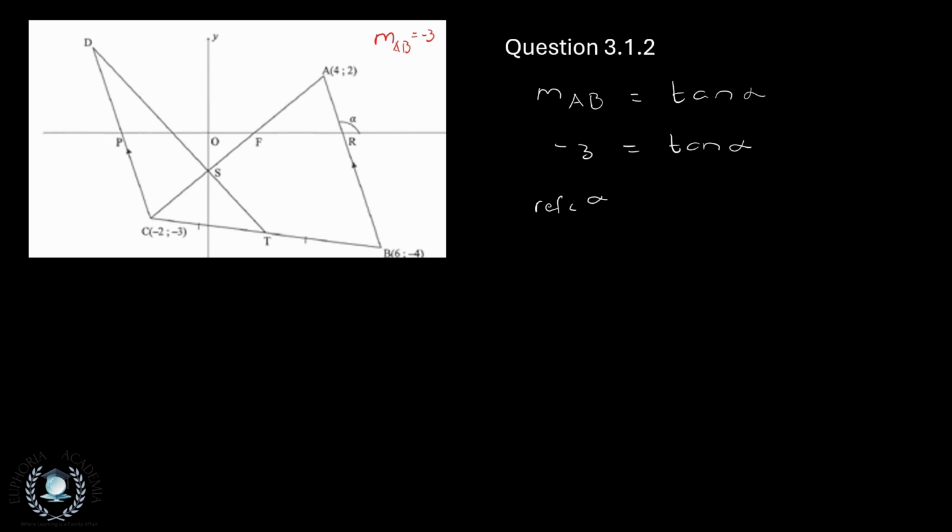The reference angle of alpha is going to be minus 71.5650, and it continues. Now to actually get alpha, it will need us to add 180 degrees to this reference angle. So plus 180 degrees, our alpha, we'll find that as 108.43 degrees.